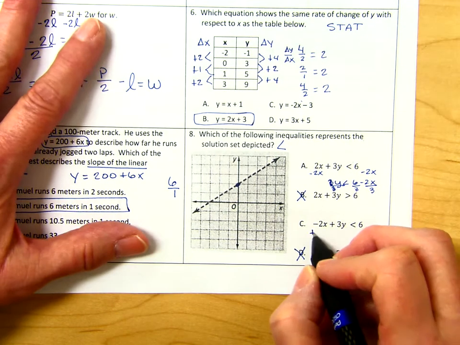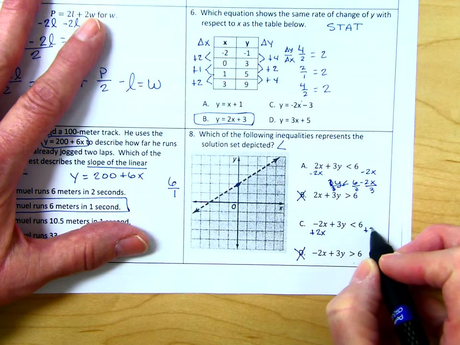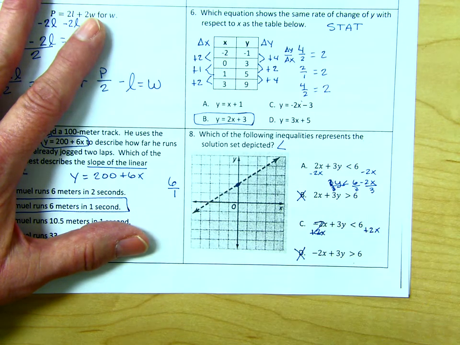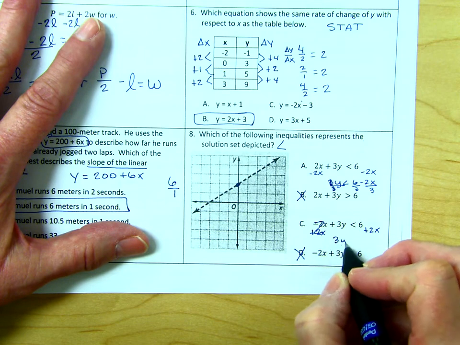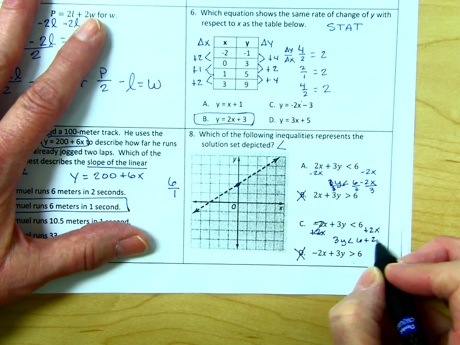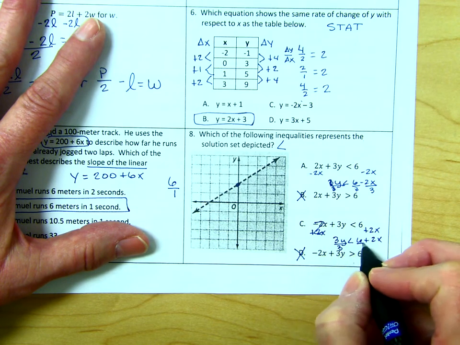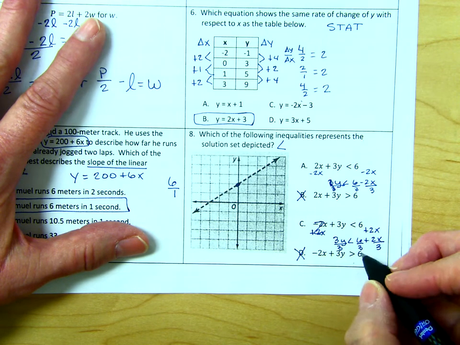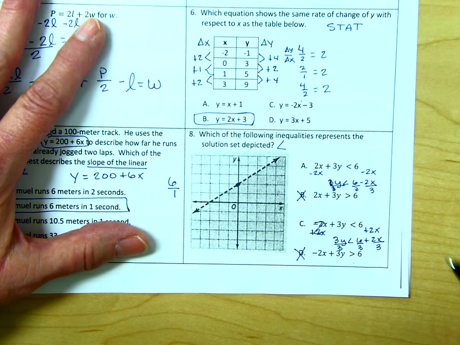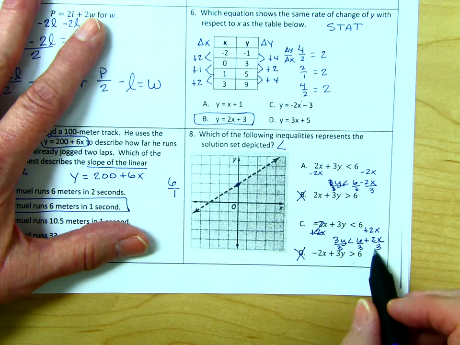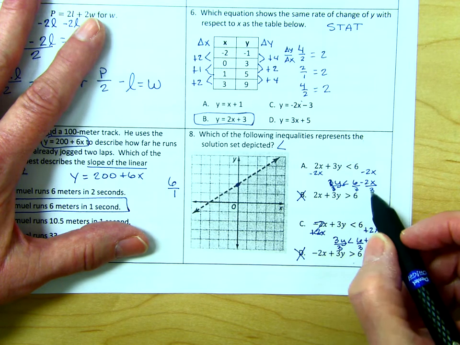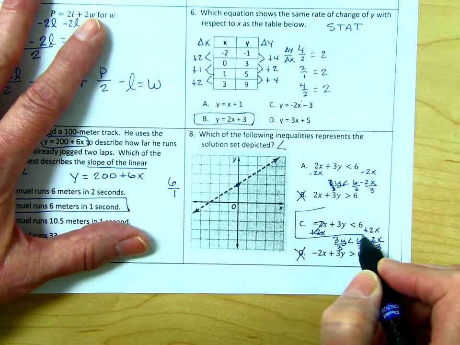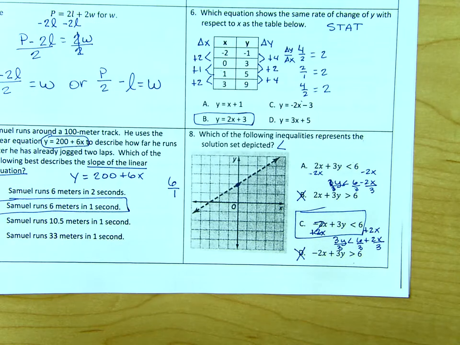So let's see what happens over here for C. Get rid of those x terms. So I've got 3y is less than 6 plus 2x. Divide everything by 3. 6 over 3 is 2, so that does give me my y-intercept. Same here. But this has a positive slope where this has a negative slope. So the answer choice I need is C. The negative 2x plus 3y is less than 6.